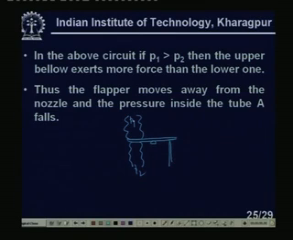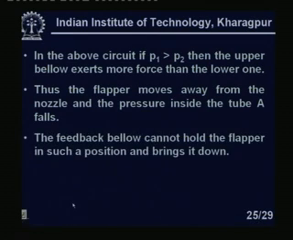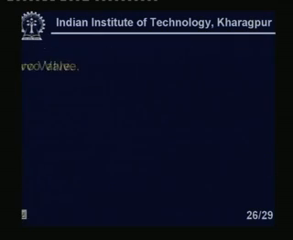So, what will happen if the flapper moves away from the nozzle? The pressure inside the tube A falls. Suppose this comes, then what will happen? This is the pivot, so the bellows will move the flapper in this direction. So, the pressure inside the orifice, this nozzle, will fall. The feedback bellows cannot hold the flapper in such a position and brings it down. The output pressure P0 equals AB1 L1 by L2 by AB2 times P1 minus P2.